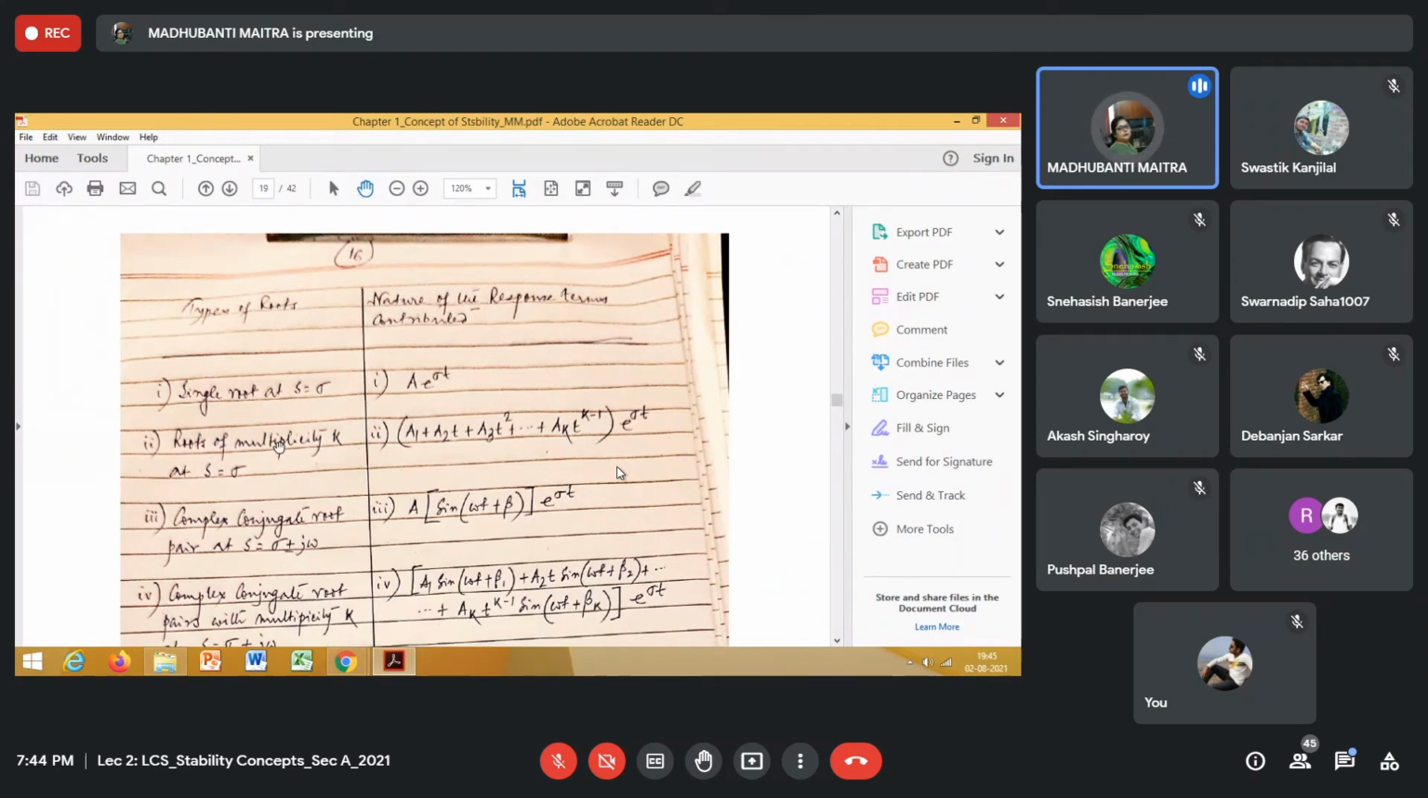I guess you know what is meant by multiplicity. Repeated roots. Please respond.